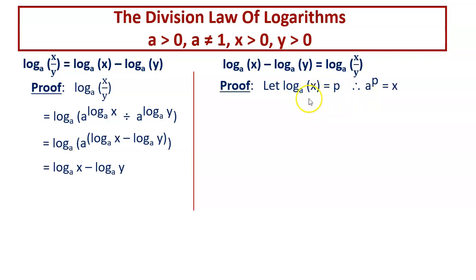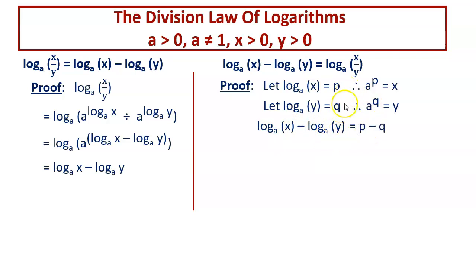So, a to the power of p equal to x. And now we come to log of y to the base a. Let log of y to the base a be equal to q. So this is a to the power of q equal to y. So we take the left hand side, log of x to the base a minus log of y to the base a equal to p minus q.